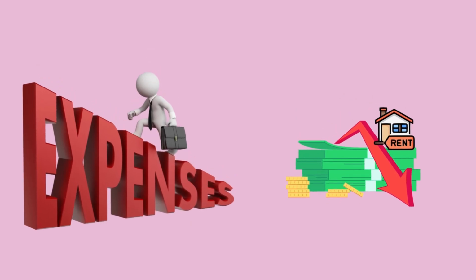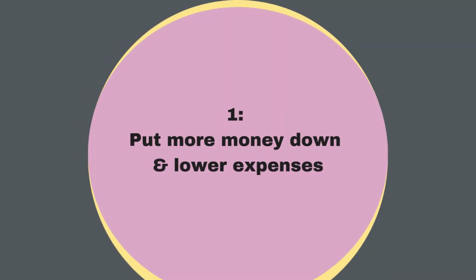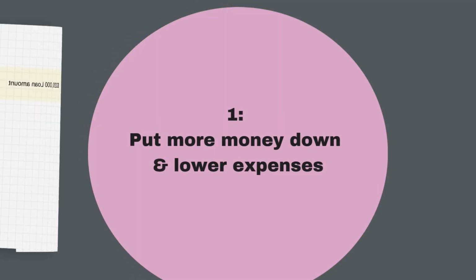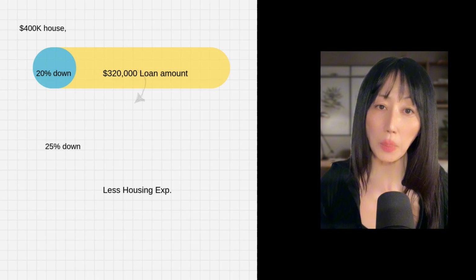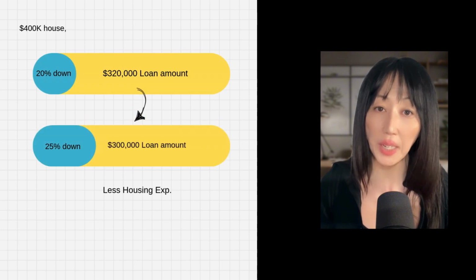Now, what happens if your rent is lower than your monthly expenses? A few things could happen. Number 1, some lenders may still approve you, but you might have to put more money down. By putting more down payment, the loan amount gets lower. That means less monthly expenses to qualify for the ratio.